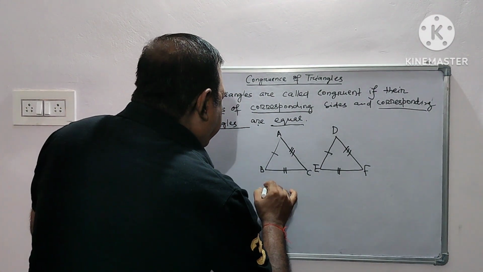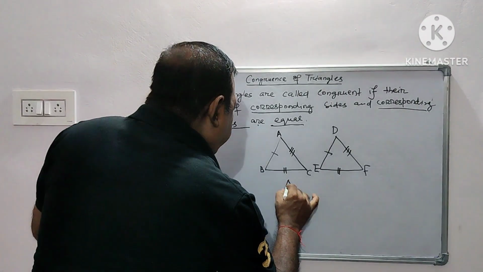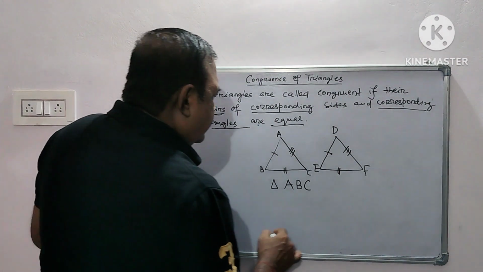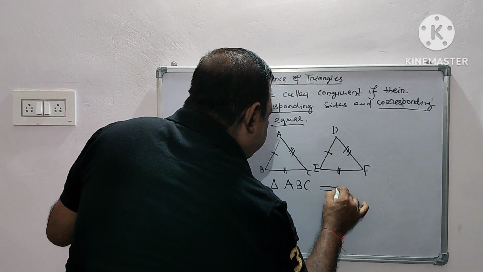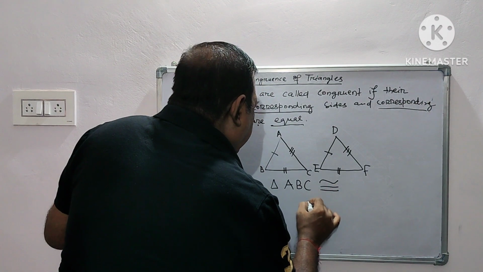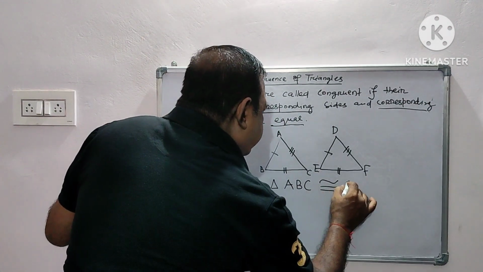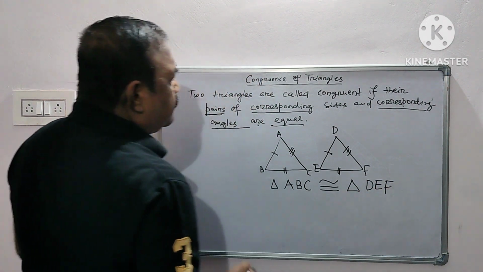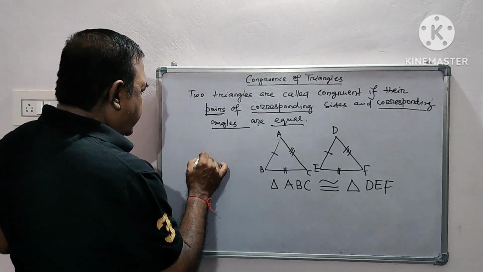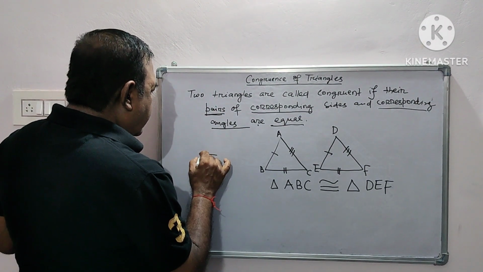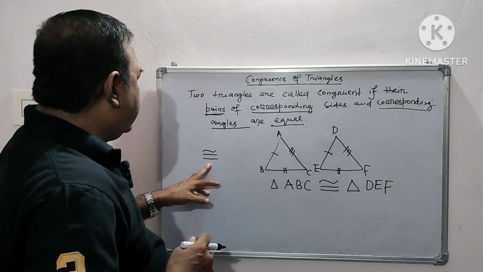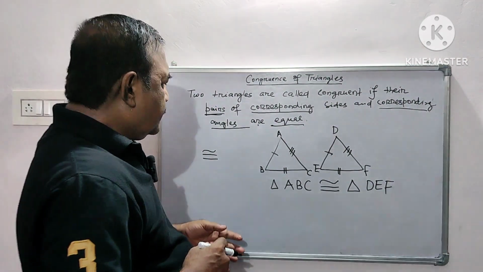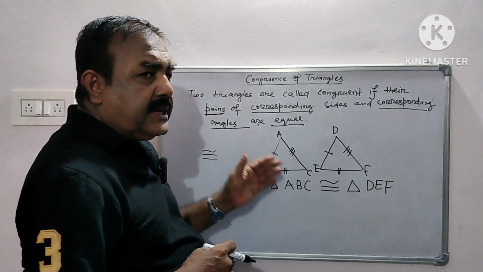You see, if I write ABC, what is ABC? This is a triangle or not? Triangle ABC is congruent, this is the symbol for congruence, to triangle DEF. So what is the symbol of congruence? You see, the equal sign you know, first you draw it and like this. This is the symbol for congruence. And what happens when we write the congruence of triangles?